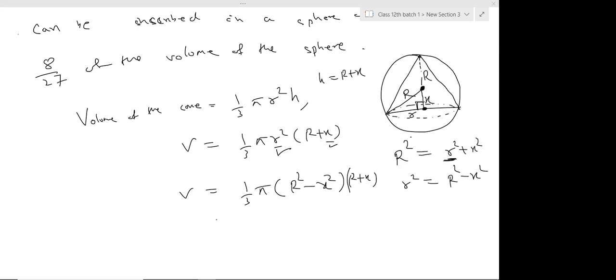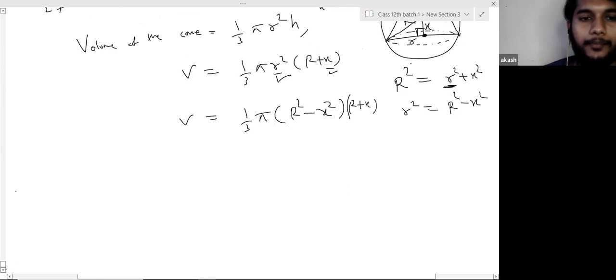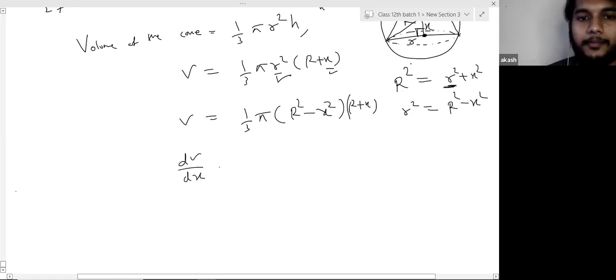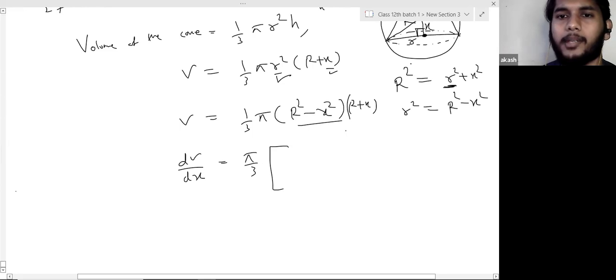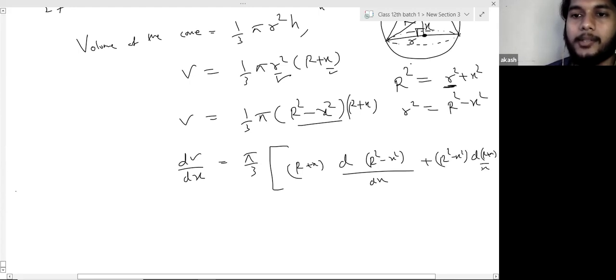So can you solve? I'm not able to find the solution as I'm stuck somewhere. Okay, let's see. Krishna, how much have you solved? I was not able to get the root of it, when I equate it with 0. All right, let's see. dV by dx: take pi by 3 outside the bracket. Then you can use the product rule again. So this is (r plus x) into the differentiation of (r square minus x square), plus (r square minus x square) into the differentiation of (r plus x). Right, Krishna? Yes, sir.